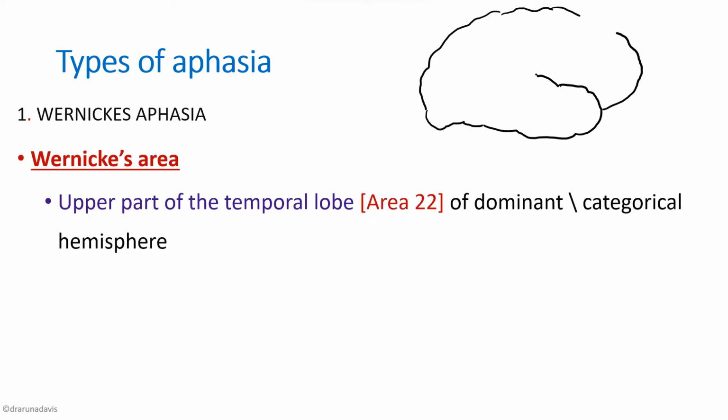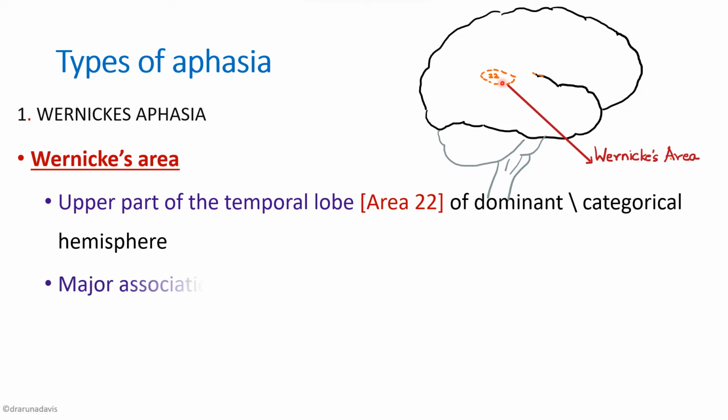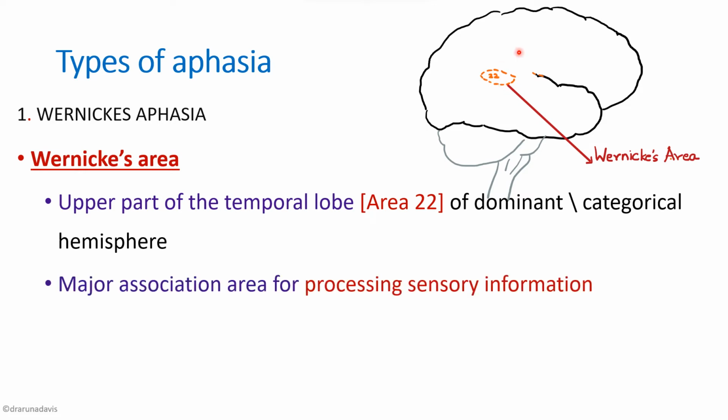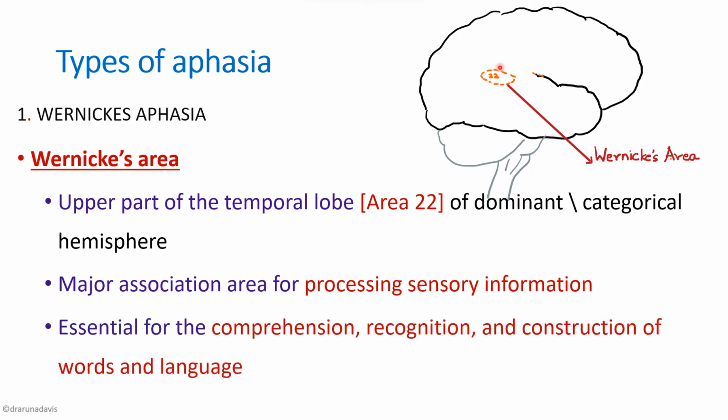So we'll describe each type based on the area affected. So the first type is Wernicke's aphasia. So obviously from the name itself, it means there's a lesion in the Wernicke's area. So where is this Wernicke's area? It is present in the upper part of the temporal lobe, that is area 22 of the dominant or the categorical hemisphere, and it is a major association area for processing sensory information. So it is essential for comprehension, recognition and construction of words and language. It is the Wernicke's area that decides which words are to be used.